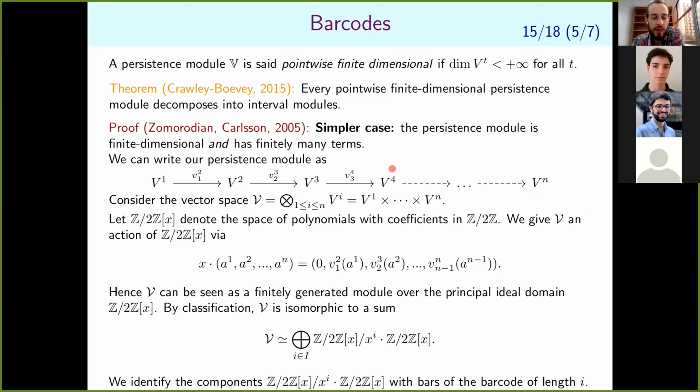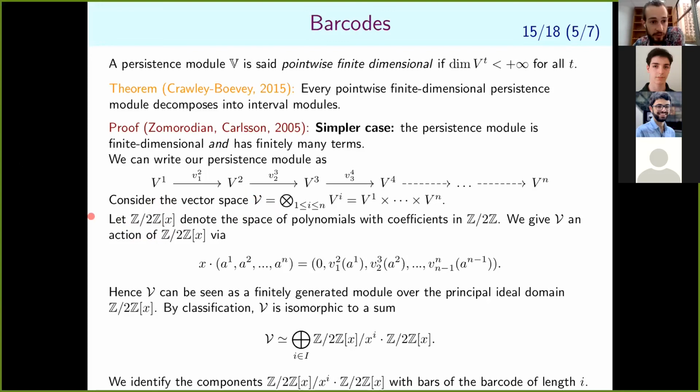So if my persistence module has finitely many terms, I can write all the vector spaces one by one, V1, V2, V3, up to Vn. And I will do something funny. I will consider the product, the sum, if you prefer, this is the same thing, the sum of all these vector spaces. I take the n vector spaces and I take their sum. I call it V, like that. Now I will define an action. For those who know what an action is in mathematics, I will define an action of the space of polynomials on V.